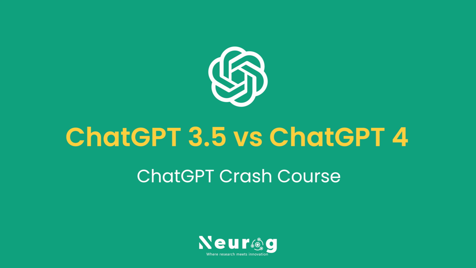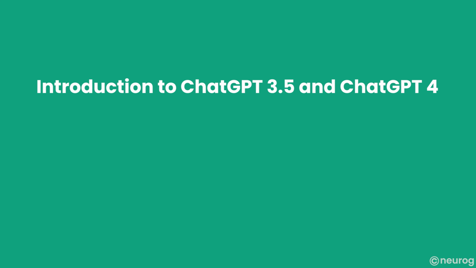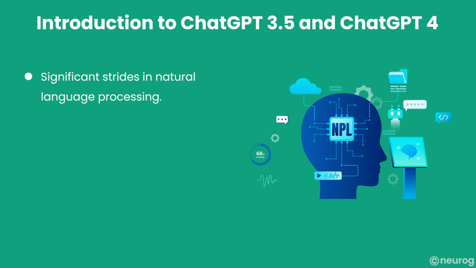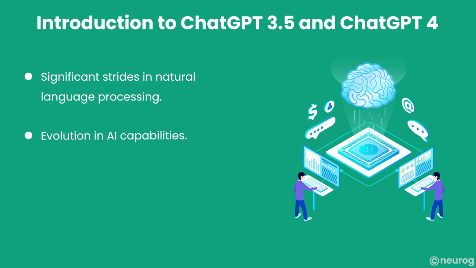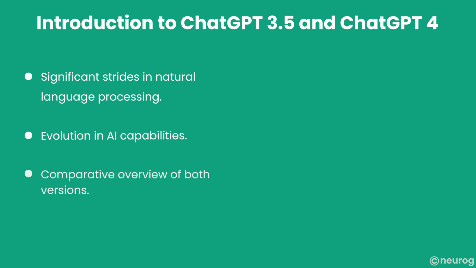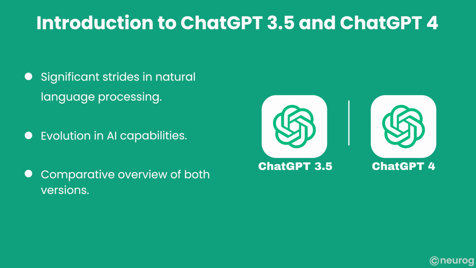I'm Sarah, and today we're comparing two groundbreaking versions of this AI phenomenon, ChatGPT 3.5 and ChatGPT 4. While ChatGPT 3.5 made significant strides in natural language processing, ChatGPT 4 marks another leap forward in the capabilities of AI. This episode will explore the differences, improvements, and the unique features of each version, giving you a comprehensive understanding of their evolution and capabilities. Let's begin our journey through these two milestones in AI development and see how they stack up against each other.